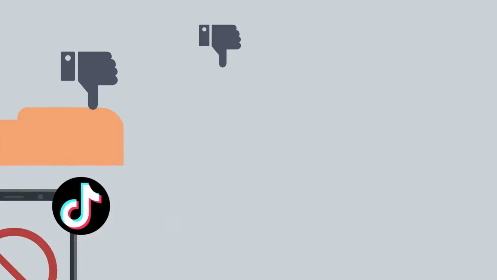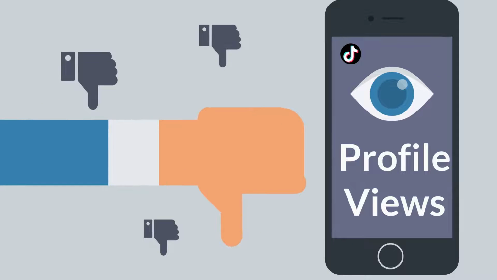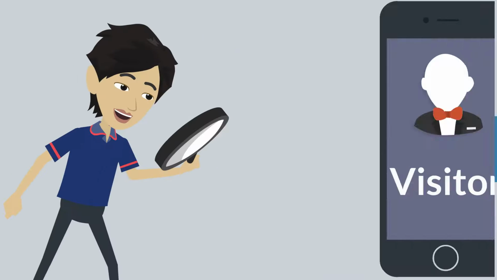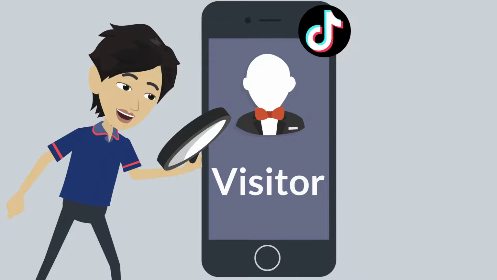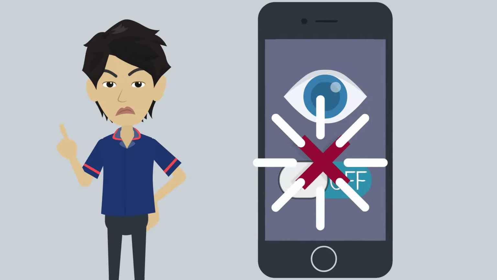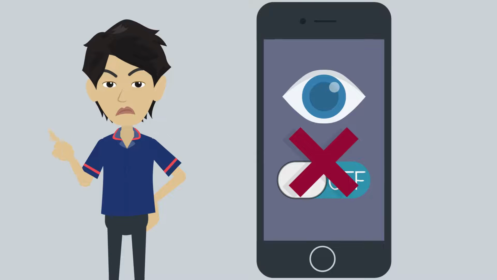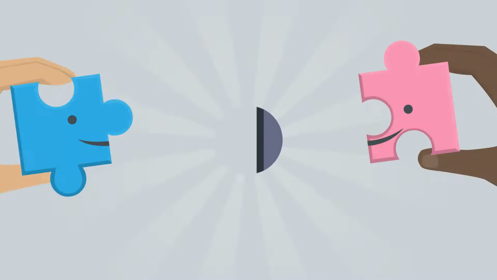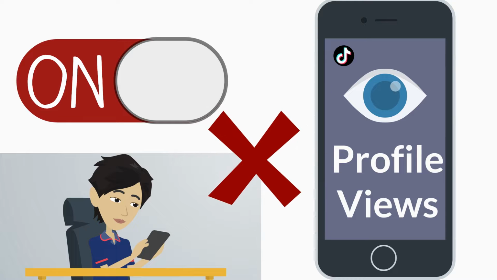The only real con to using the Profile Views feature on TikTok is that you will show up as a visitor on other people's profile views lists as you visit their profiles too. This can't be turned off if you have profile views active on your profile. So if this is a deal breaker for you, having the Profile Views feature switched on is probably not for you.